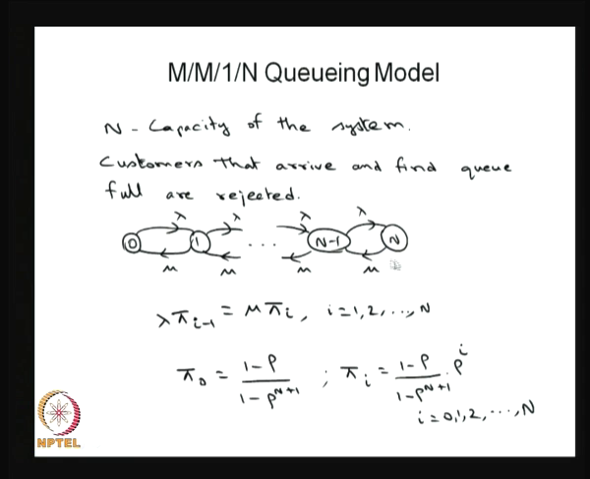If you see the Q matrix for this one, the infinitesimal generator matrix, that is a tridiagonal matrix with the off-diagonals being lambdas as well as mu, and the diagonals are minus lambda plus mu, except the first row and the last row.